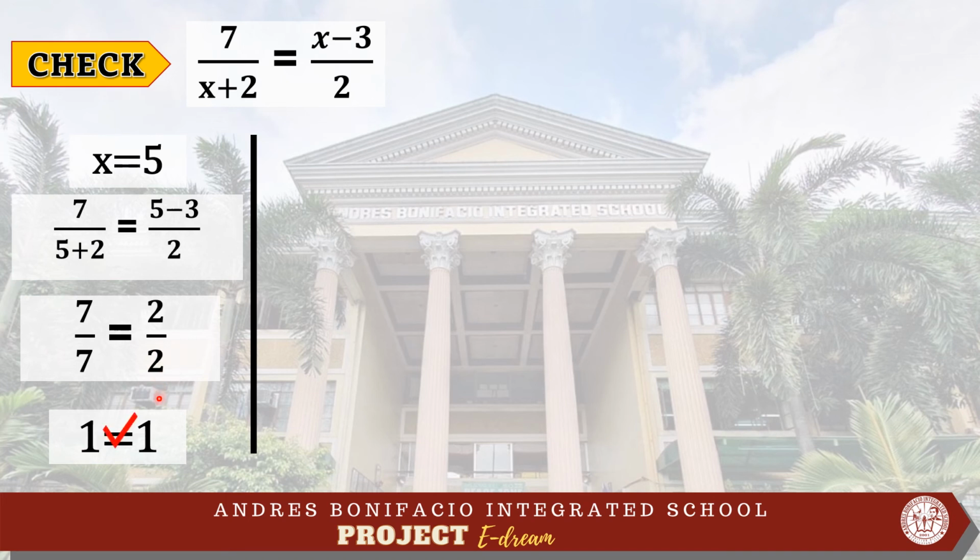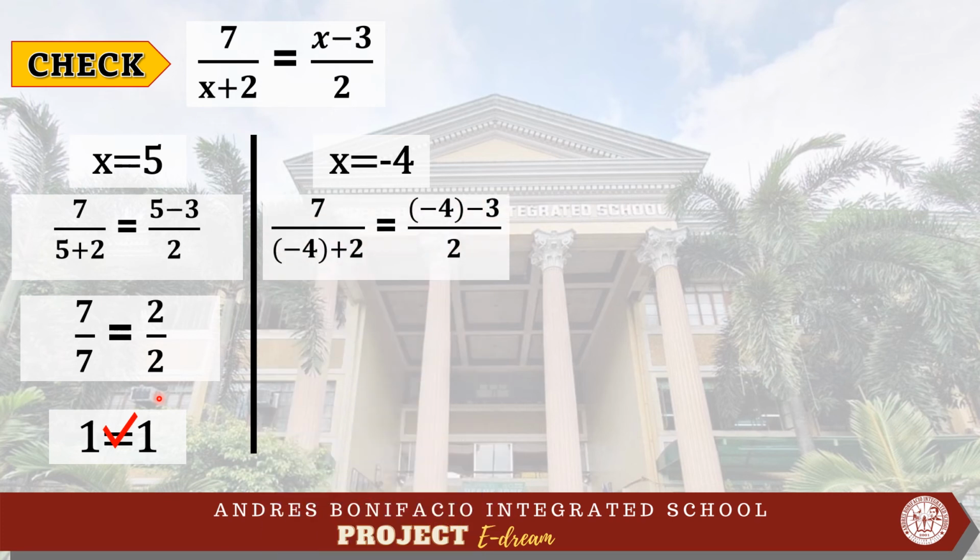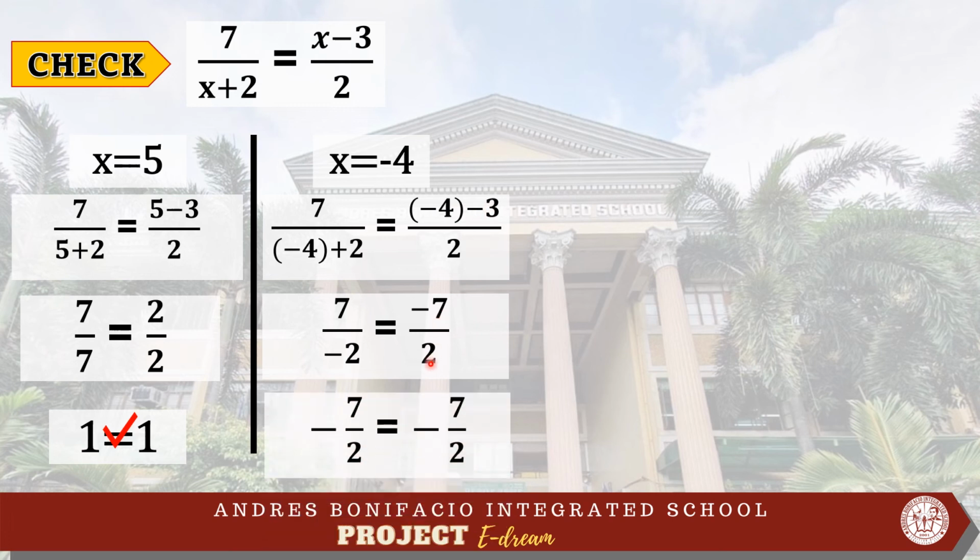And they are equal. Let us check if negative 4 is also correct by substituting it in the given equation. So it becomes 7 over negative 4 plus 2 is equal to negative 4 minus 3 over 2. Negative 4 plus 2 is negative 2, and 7 over negative 2 is negative 7 over 2. Negative 4 minus 3 is negative 7 over 2. So we can say that negative 7 over 2 is equal to negative 7 over 2.